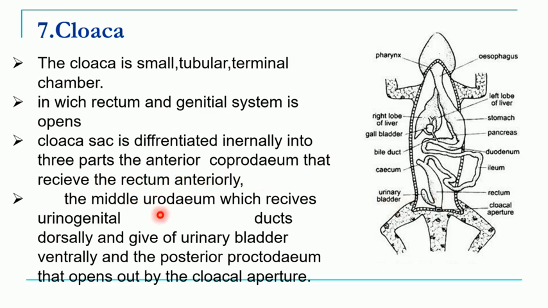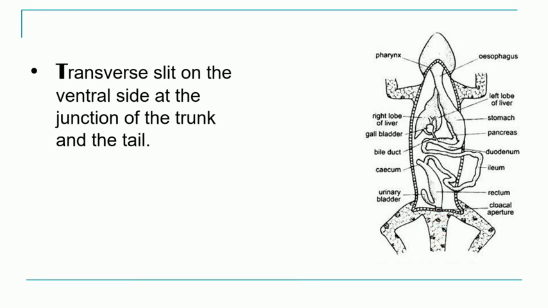The middle part is called the urodeum, which receives the urogenital duct, which is a common opening of the genital and urinary system. And the posterior part is called the proctodeum, that opens out by the cloacal aperture. The end part of this alimentary canal is nothing but the cloacal aperture.